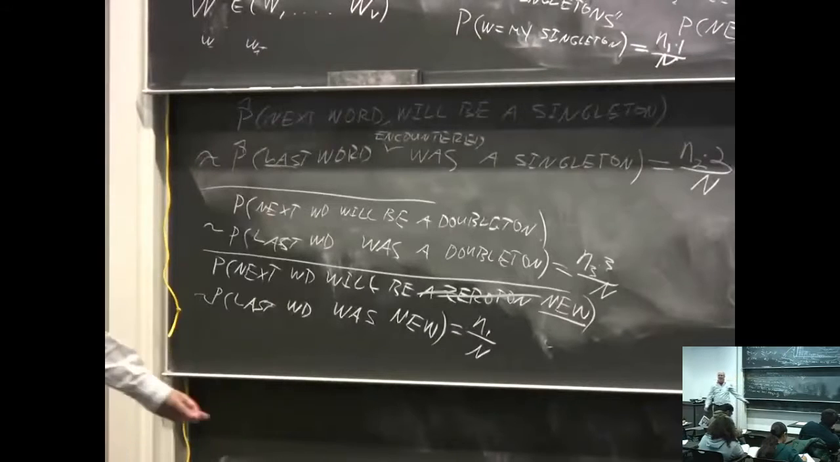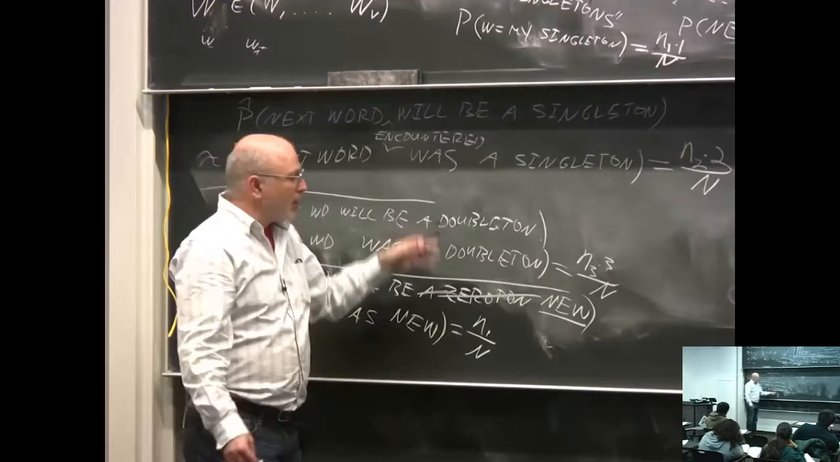So this gave us a very nice estimate of the probability of novelty, the probability of encountering something that we have never encountered before, even in situations when we don't know how big the vocabulary is. We do not need to know what the vocabulary size is. This is actually, I think, quite remarkable.